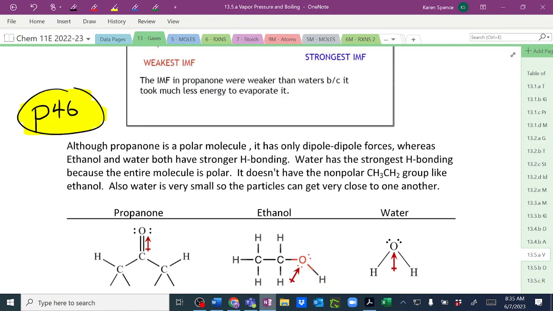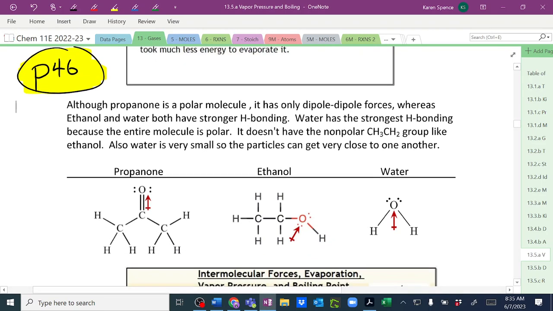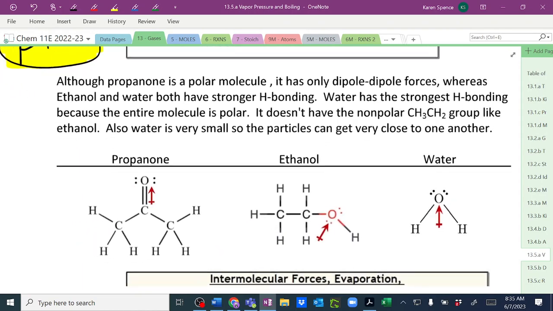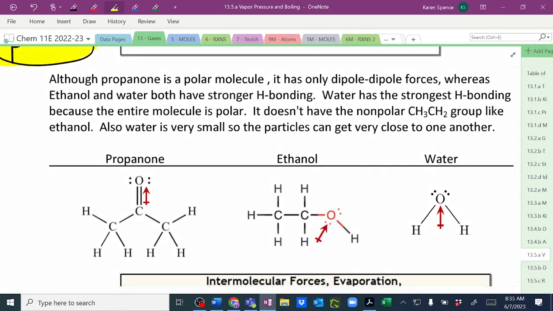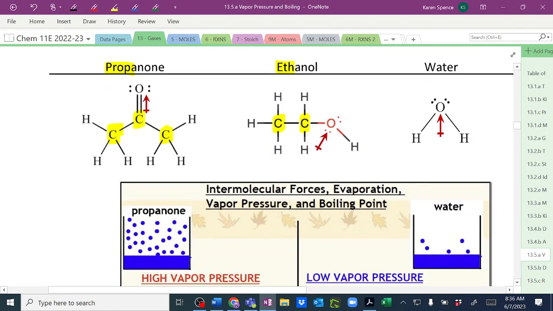AP loves intermolecular forces. So we're going to be comparing here three compounds, propanone, and if you're into your organic chemistry, you'll notice that that has 3 carbons, hence the prefix prop. Okay, we have ethanol, which has 2 carbons, hence the prefix eth. And let's just take a quick look at these compounds here.